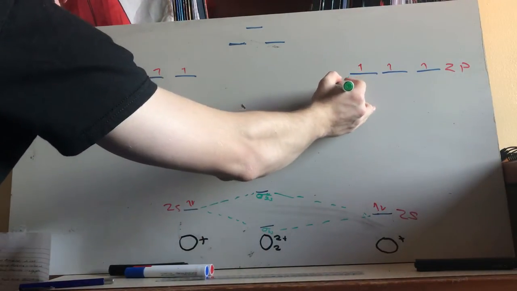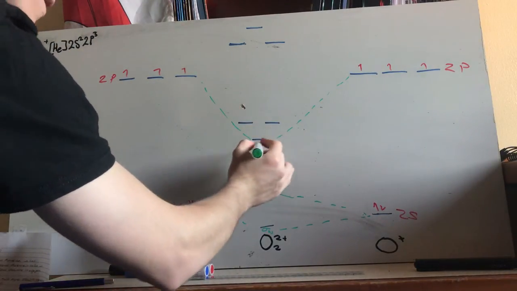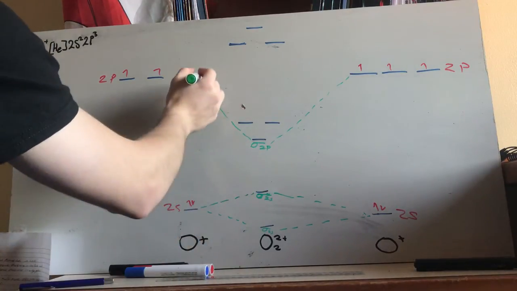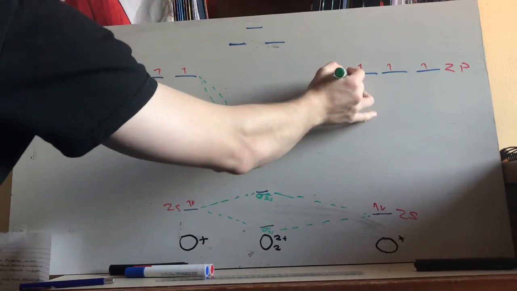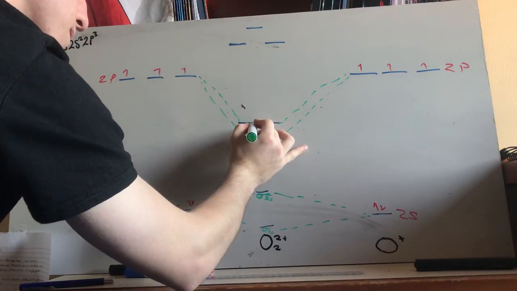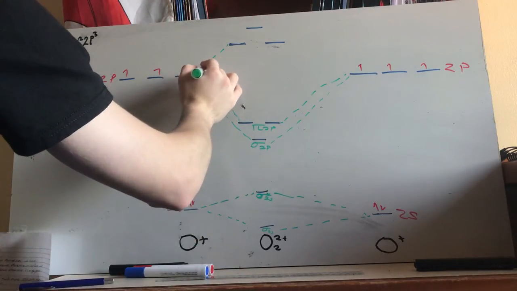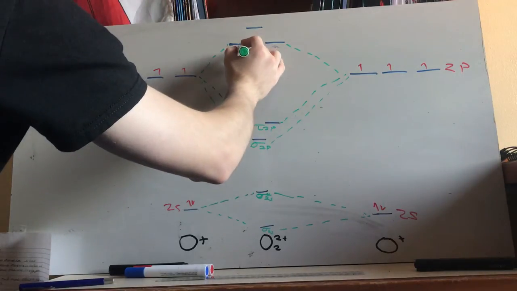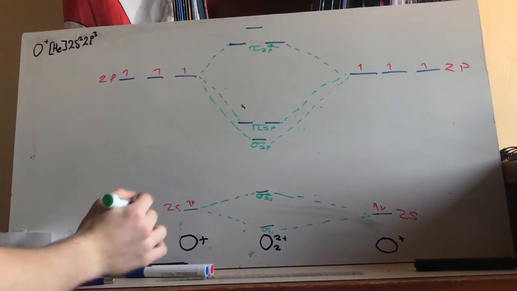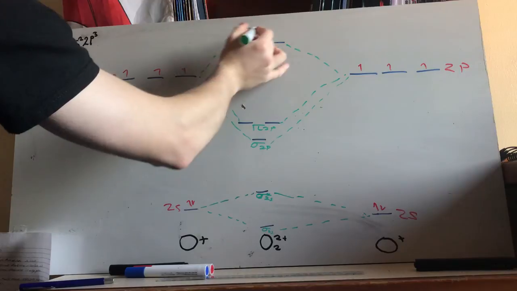We then have the overlap between the two p's here, first off at the bonding 2p or sigma 2p. There will then be overlap to form the pi 2p bonding. This will also then have pi 2p antibonding and sigma 2p antibonding.